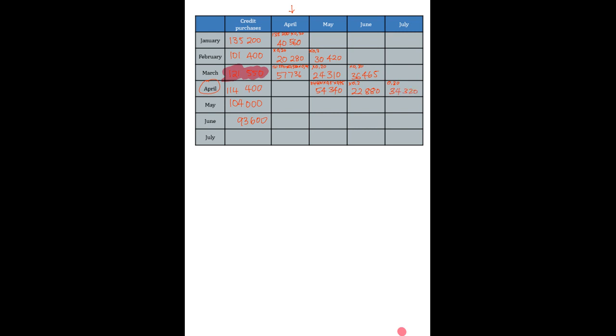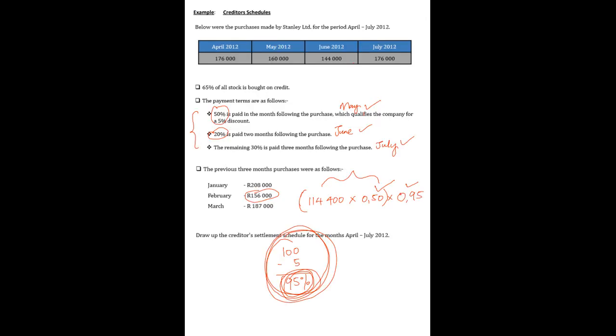If the purchase took place in May, then, just want to erase so I can write. If the purchase took place in May, then the first 50% is going to be in June, and the next one, so this is June, that's July, that is August, but August is not in our schedule. So you're only going to be able to do June and July.